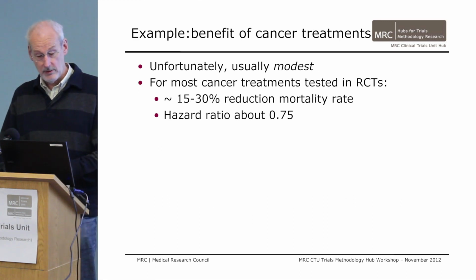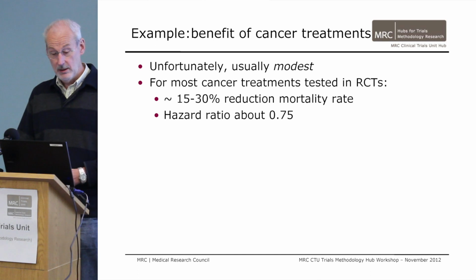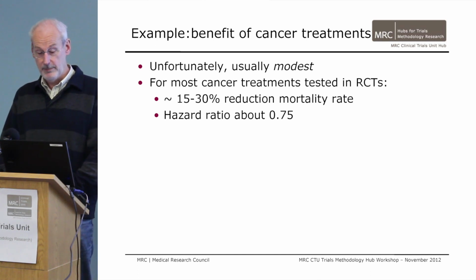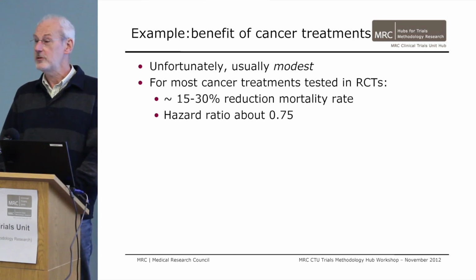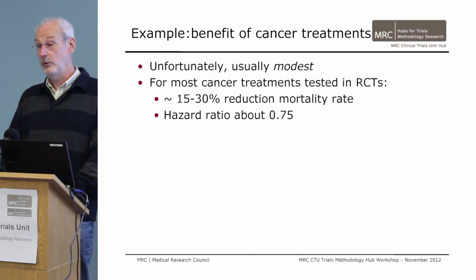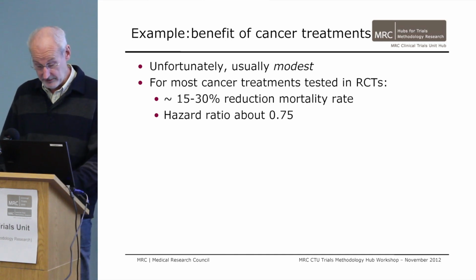Most cancer treatments are modest in their benefit, actually. The mortality rate is typically reduced by the order of 15 to 30%. In other words, in terms of what statisticians may be more familiar with, a hazard ratio of around 0.7, 0.8, or even a little bit more than that, is quite a common result in a cancer trial these days.